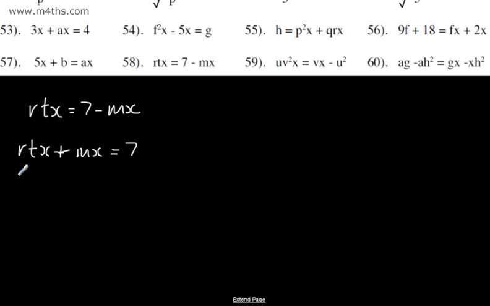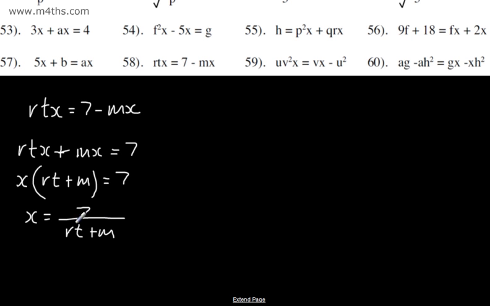X is common to both of those terms. Factoring it, we're going to have x times rt plus m, which is going to be equal to 7. I'm going to divide both sides of the equation by the content of the bracket, which is rt plus m, or if you like, m plus rt. So we're just simply factoring.